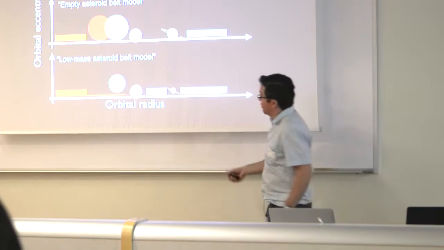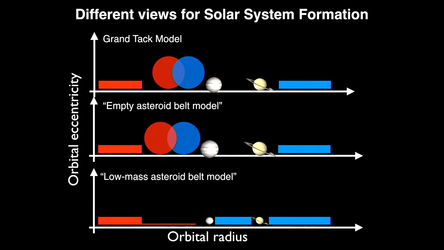Finally, in the low mass asteroid belt model, we have a low mass belt, as I showed here. So Jupiter grows, scatters inwards the C-types. Saturn grows, they go chaotic in the excited belt. These are the views that we have for the formation of the solar system today.